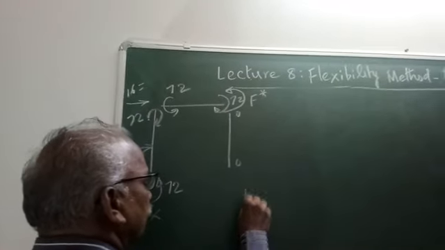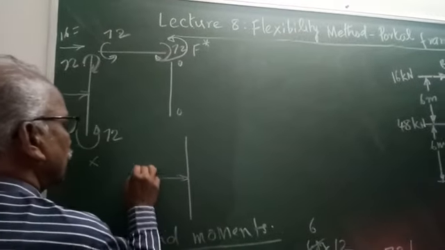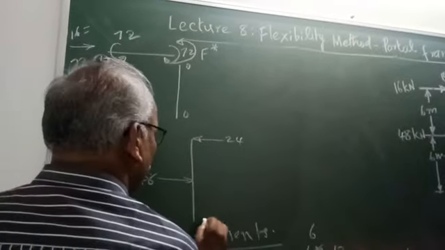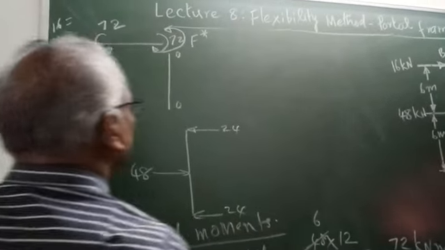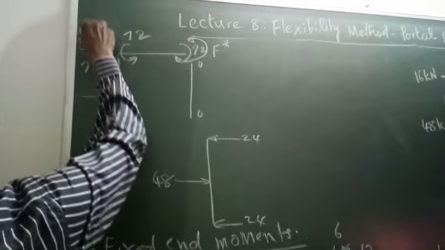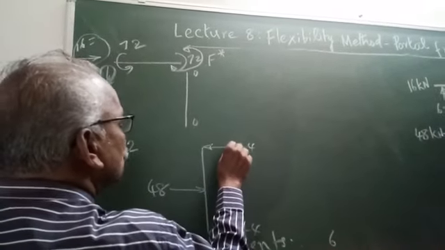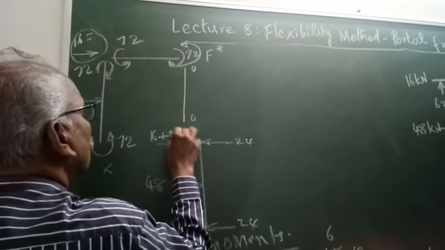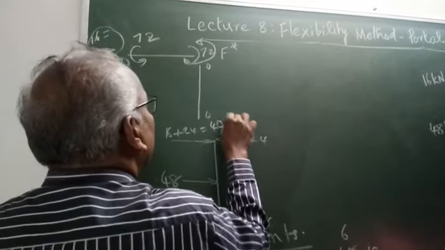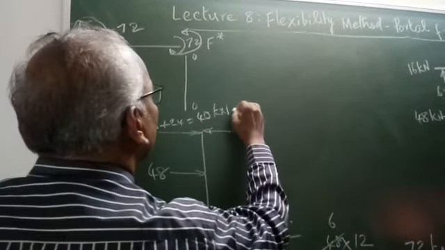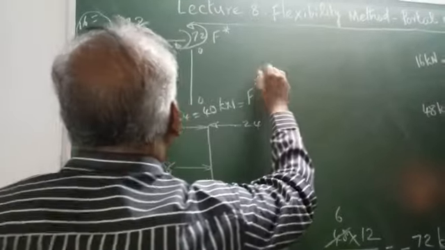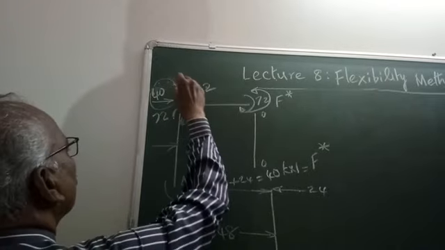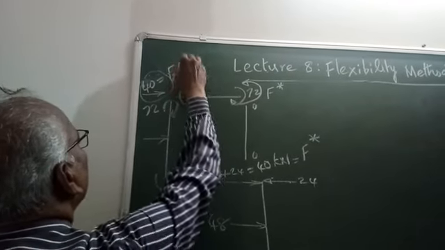Now this column is subjected to a lateral force of 48, it is centrally loaded, therefore here the reaction will be 24, here also the reaction will be 24, therefore with this lateral force of 16, you would add this 24 also, so here 16 plus 24 equal to 40 is the value of F star. This is equal to F2 star.